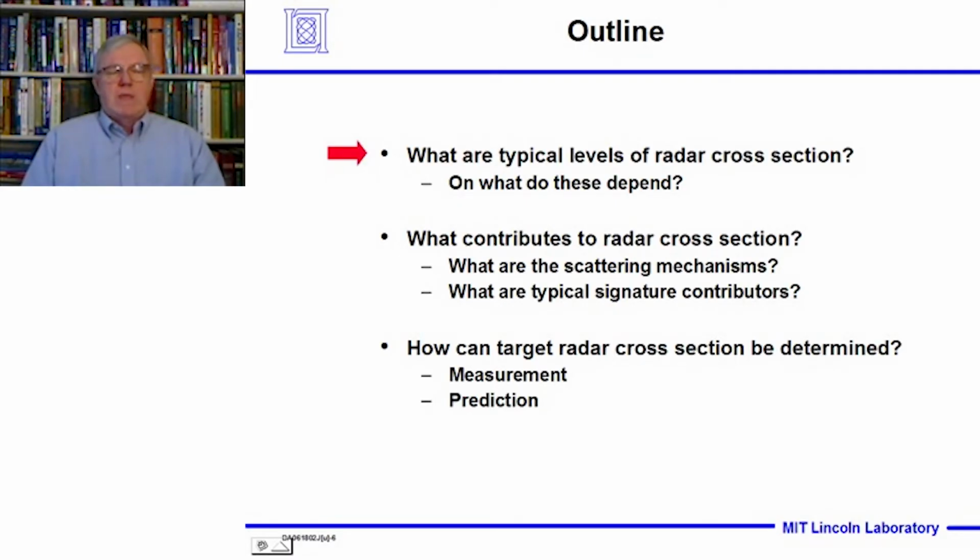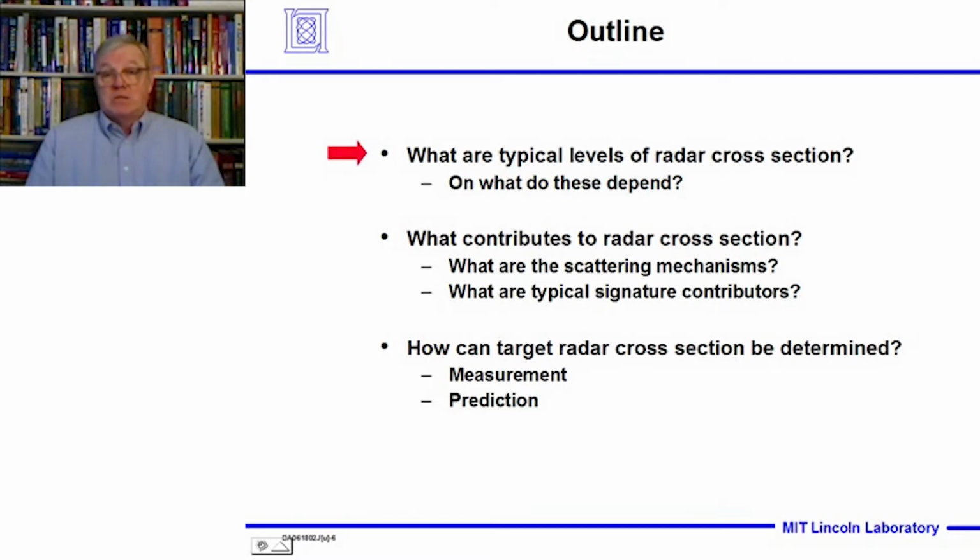And then we're going to look in detail at the mechanism: when an electromagnetic wave, composed of the electric field and the magnetic field, you know, that microwave energy, hits the target and interacts with it, what are the scattering mechanisms? And what are typical contributors to the signature? That is the backscatter. Because most targets aren't simple ones. You'll see in a minute.